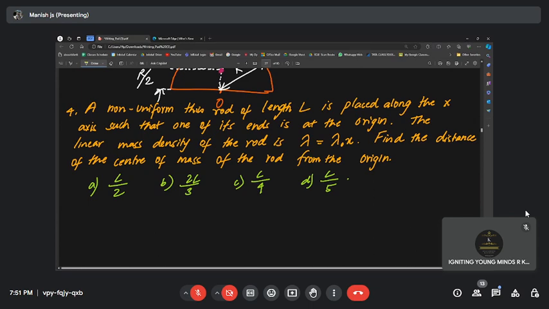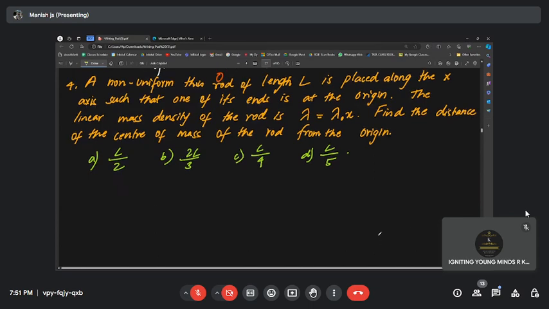Now, as per the question, we understand that a non-uniform thin rod of length L is involved here. Okay, and it is placed along the x-axis, such that one of its ends is at the origin. So that is important as far as the position of the rod is concerned. Okay, and they have given you the linear mass density of the rod. The relation is given as lambda is equal to lambda naught x.